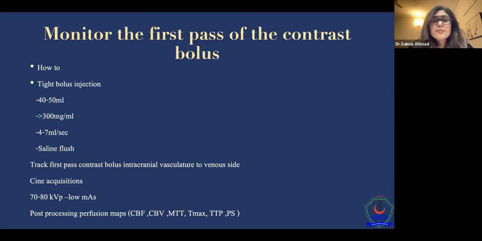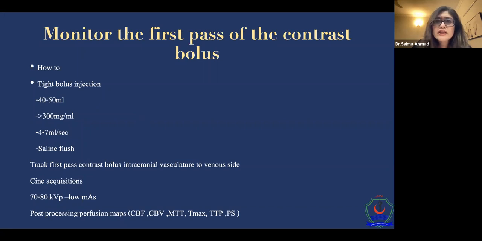So how do you do the CTP? You have to monitor the first pass of the contrast bolus. You take a small amount of high density contrast and give it at a very high flow rate, and then you chase the contrast with a saline flush. First it goes into the arteries, then into the capillaries, and then out through the veins. So you have to make the time density, or time attenuation, curves. And then you calculate later the different variables like the CBF, CBV, MTT, Tmax, and TTP.